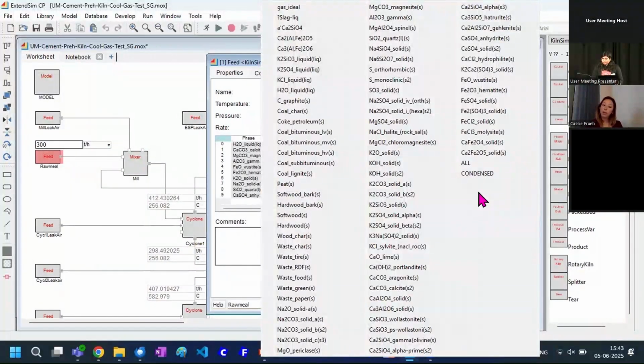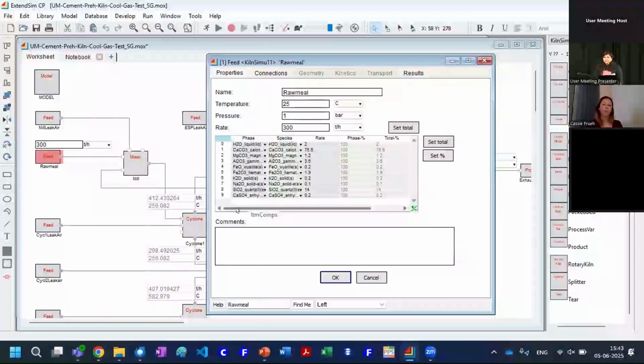You can select one of them. And if it's a solution phase like gas ideal, then you can pick specific constituents inside of the gas ideal, or you can pick all the constituents inside of the gas. And then you can put in the exact compositions that you have. Okay. And this is a furnace, right?